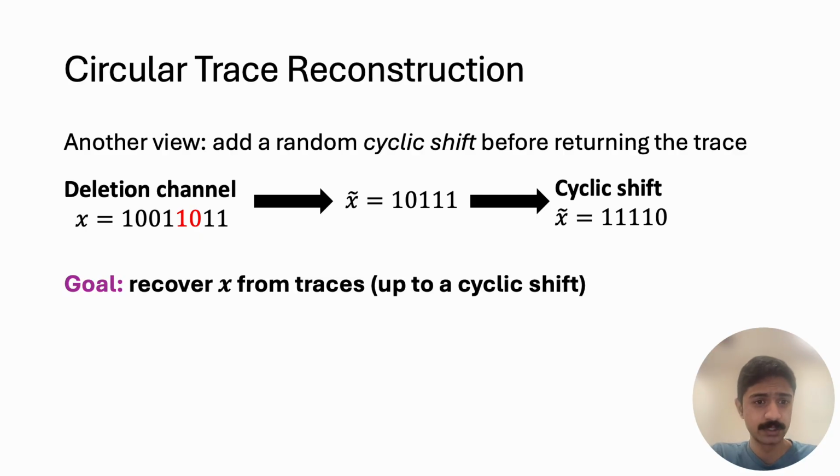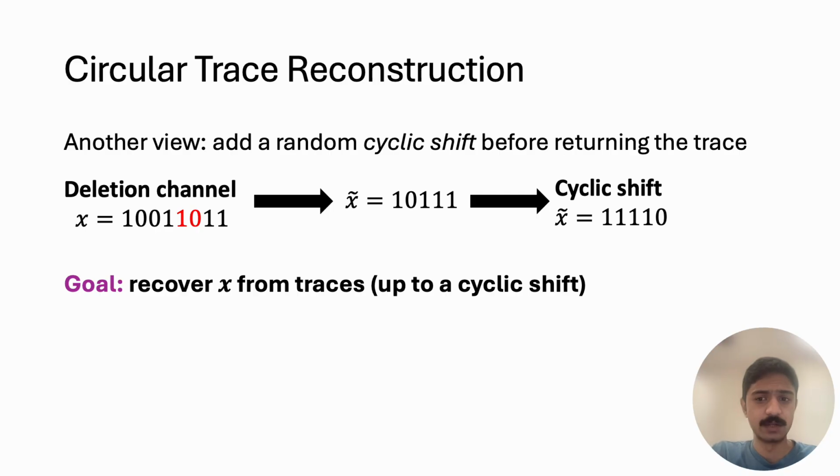Now, of course, since the trace has been shifted, we can't hope to recover the original string exactly since we have no idea where it started and ended. All we can ask is that you recover x from traces up to a cyclic shift. So the algorithm is allowed to return any cyclic shift of x, and we'll consider this a valid answer.